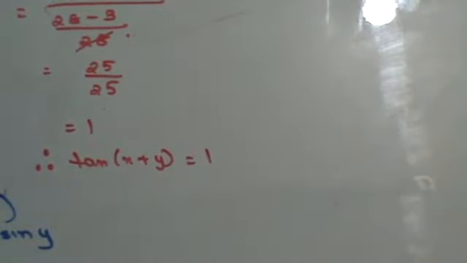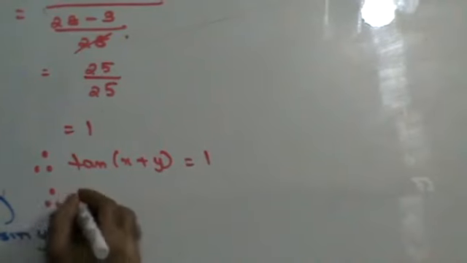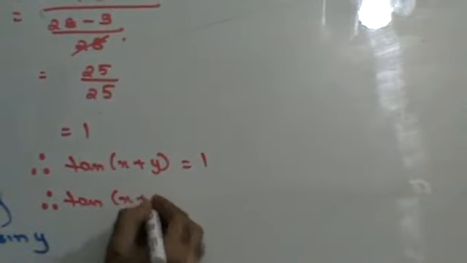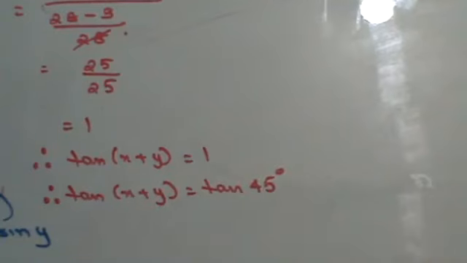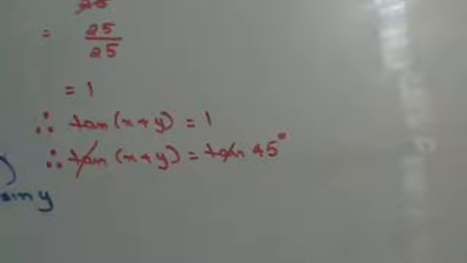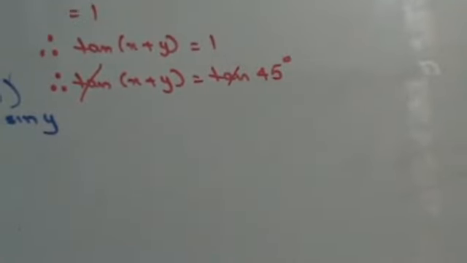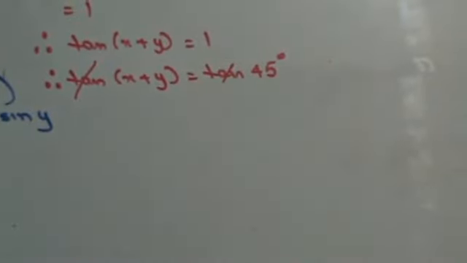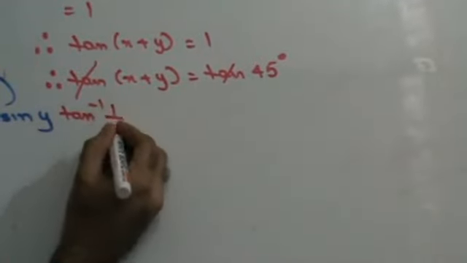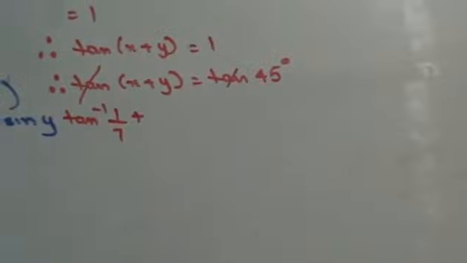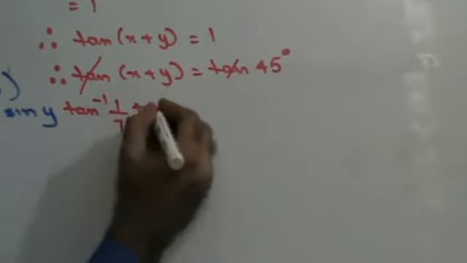1 can be written as tan 45. We know that the value of tan 45 is 1. Therefore, I could say that tan(x plus y) is tan 45. Tan and tan get cancelled. Resubstitute the value, people. x we've assumed as tan inverse of 1 by 7, plus y we've assumed as cos inverse of 4 by 5.